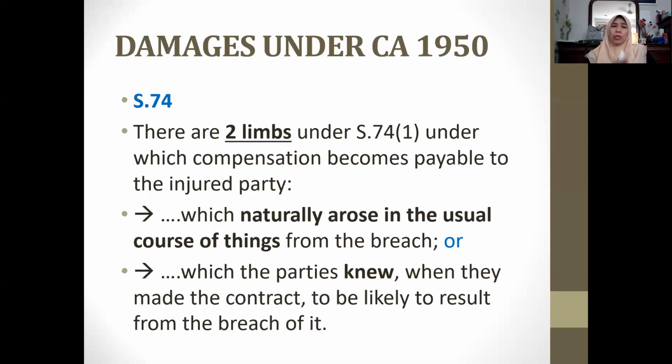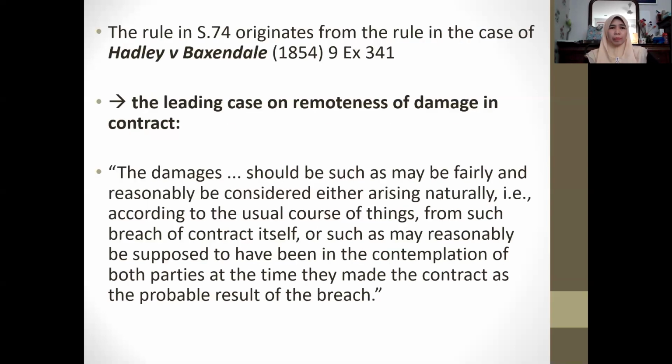The first one, from the words "which naturally arose." Take note, they use the past tense. The tense is of something which happened in the past, already happened, which naturally arose in the usual course of things from the breach. Or, the second limb, meaning here either one. The party has to prove either one. Another one, which the parties knew. Knew, that's the keyword, when they made the contract to be likely to result from the breach of it. So there are two limbs under which the party who suffers losses can claim for compensation.